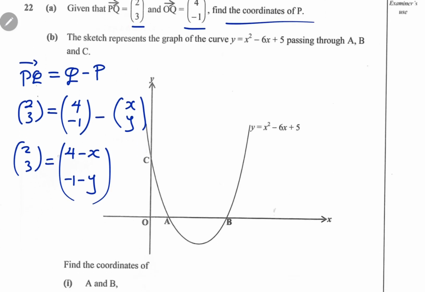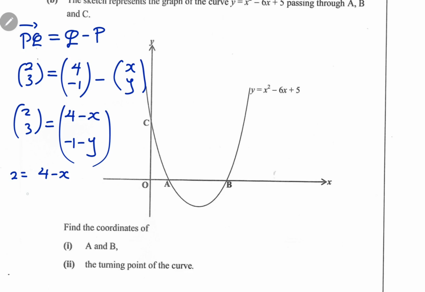Then of course we equate this top part to the top part there. So 2 is equal to 4 minus x. What happens is the same as 4 goes to the other side and becomes negative. So negative 4 plus 2 equals negative x. That is negative 2 is equal to negative x. Divide by negative 1, negative 1. x is equal to 2.